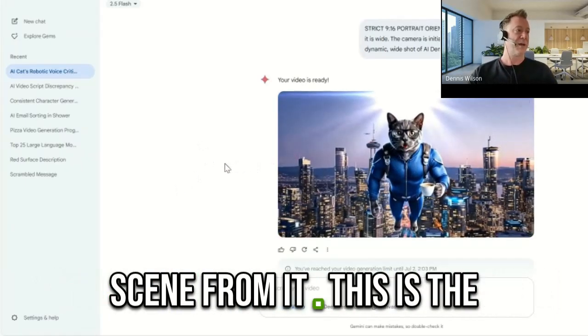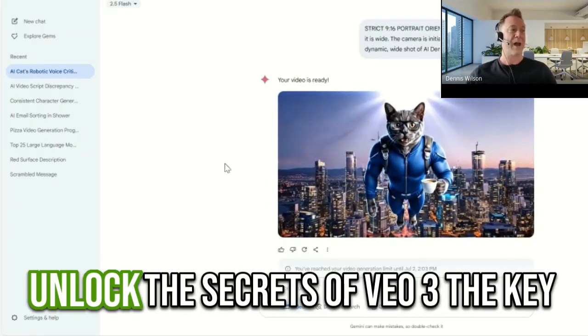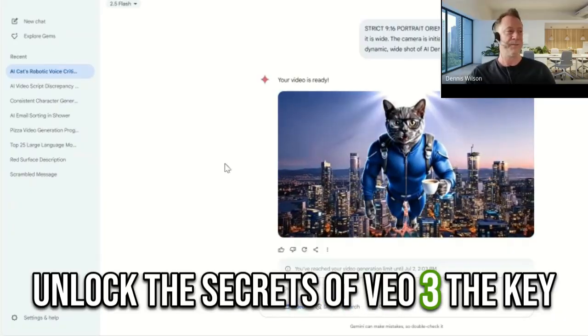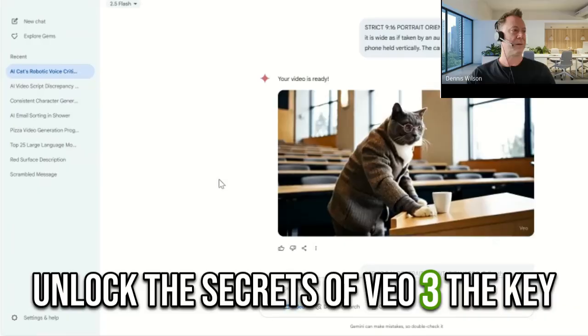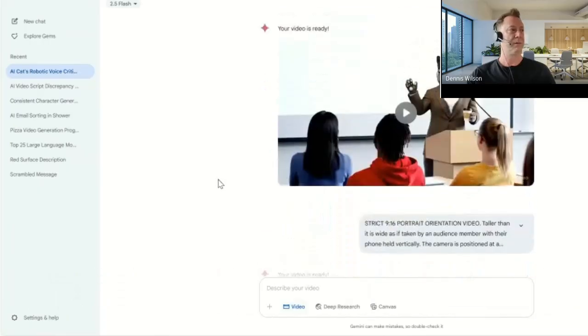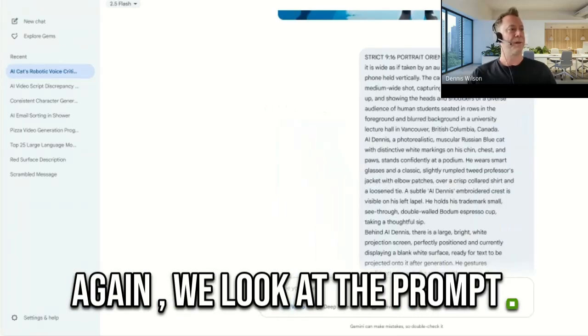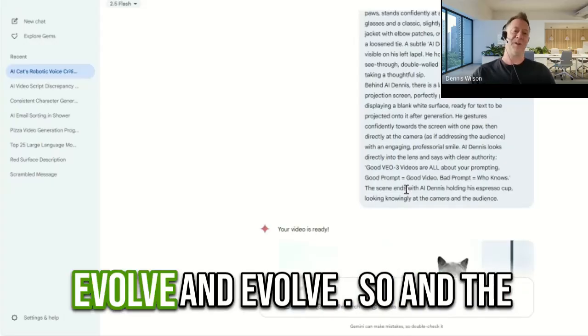And here's a scene from it. This is the introductory scene where it says, welcome to how to unlock the secrets of Veo. The key to good prompting is clarity and precision. And again, we look at the prompt, right? And you can just see the prompts evolve and evolve and evolve.